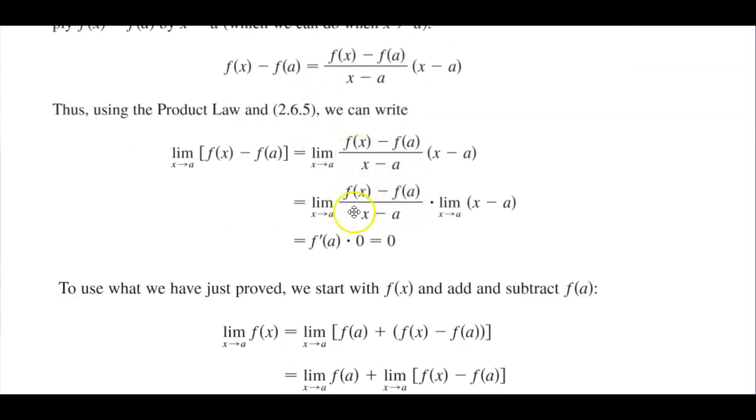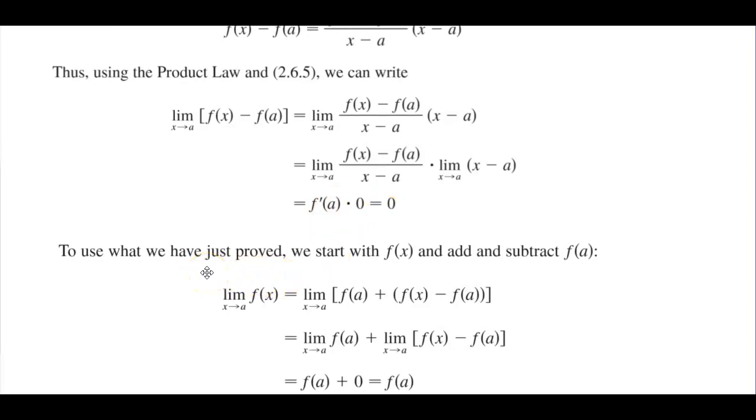So we know that this entire piece here is f prime of a times, if we put in here the limit as x approaches a of x minus a, that becomes 0. So therefore 0 times f prime of a is equal to 0.